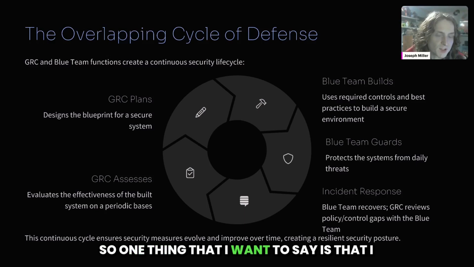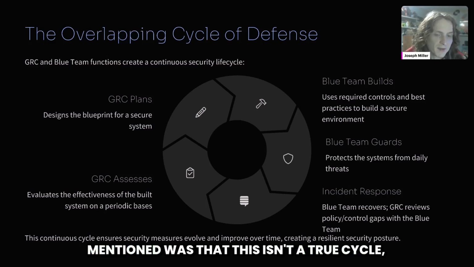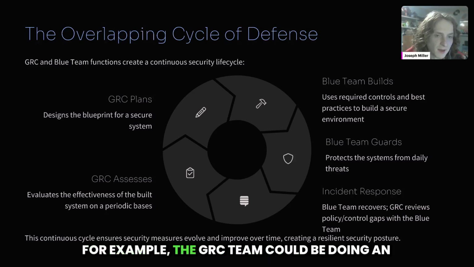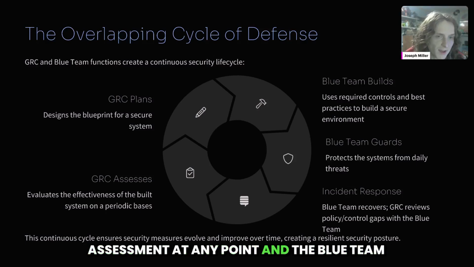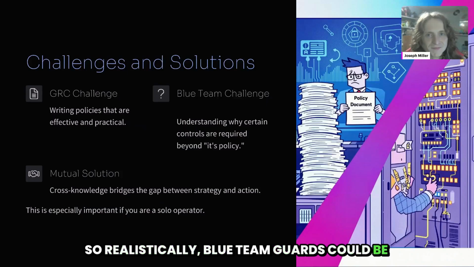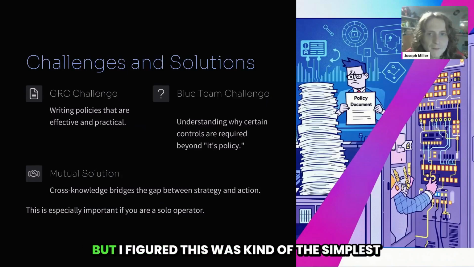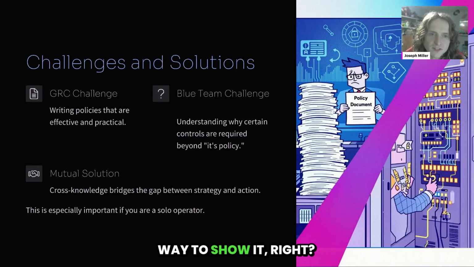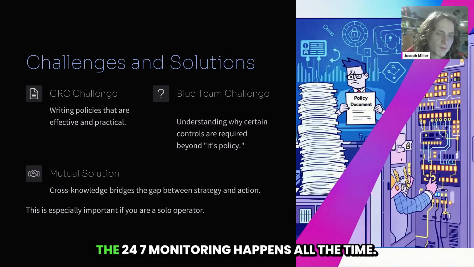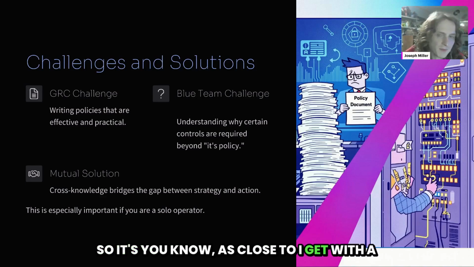So one thing that I mentioned was that this isn't a true cycle, right? Some of this can overlap. For example, the GRC team could be doing an assessment at any point, and the blue team guards 24/7, right? So realistically, blue team guards could be the whole cycle with other things inside of it. But I figured this was the simplest way to show it, right? So just keep in mind, the assessments can happen at any time. An incident can happen at any time. The 24/7 monitoring happens all the time. So it's as close as I get to a cycle.